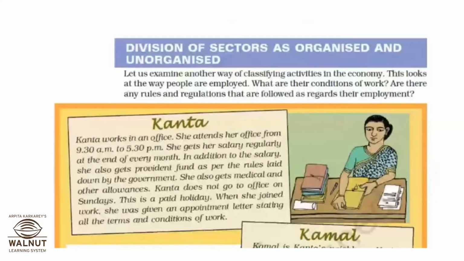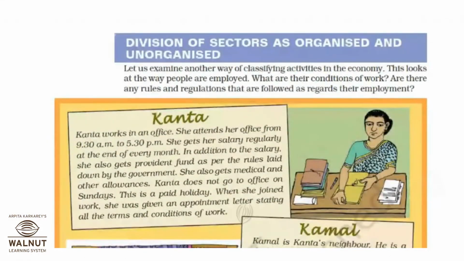So we will be reading the story of Kanta, on the division of sectors as organized and unorganized. You should have a very good knack of math to understand the paragraph, study it and answer the questions asked. So all subjects are interlinked. You cannot skip any. You cannot take any subject lightly.